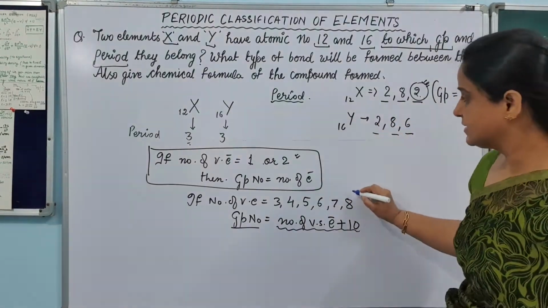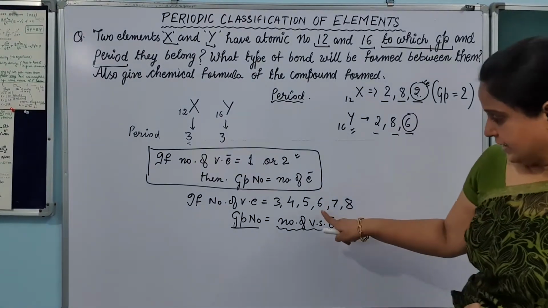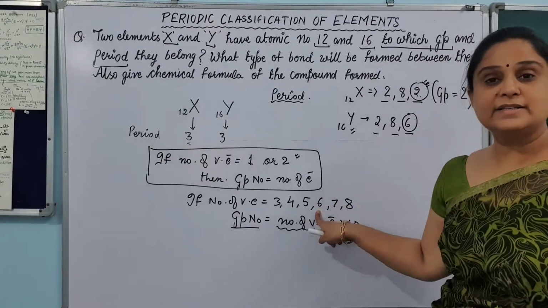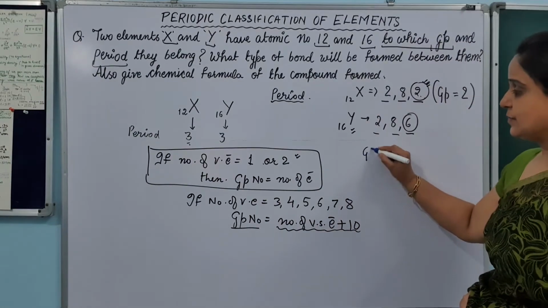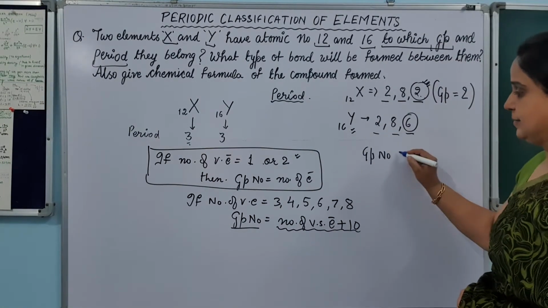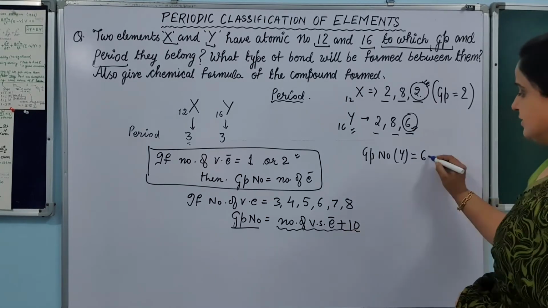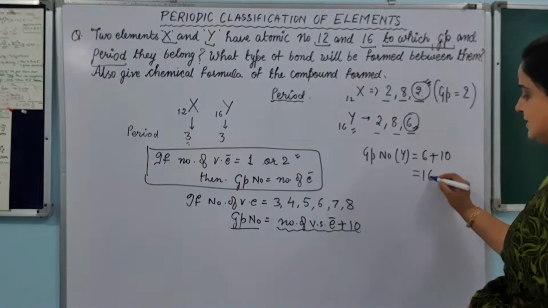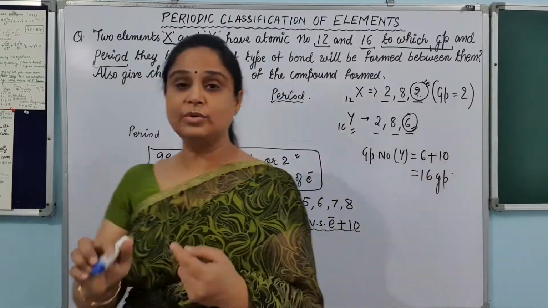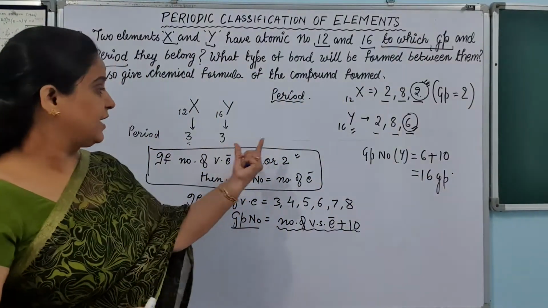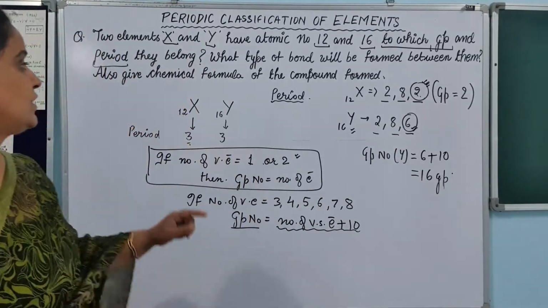Next is Y. And in Y we can see that outermost shell electrons are 6. So I have to apply this formula, that is number of group will be equal to number of valence shell electrons plus 10. So I am calculating it. Group number of Y will be 6 plus 10, that is 16. So this belongs to 16th group, means this X belongs to second group and this Y belongs to 16th group. Now the first part of the question is clear. Now let's go for the next part.